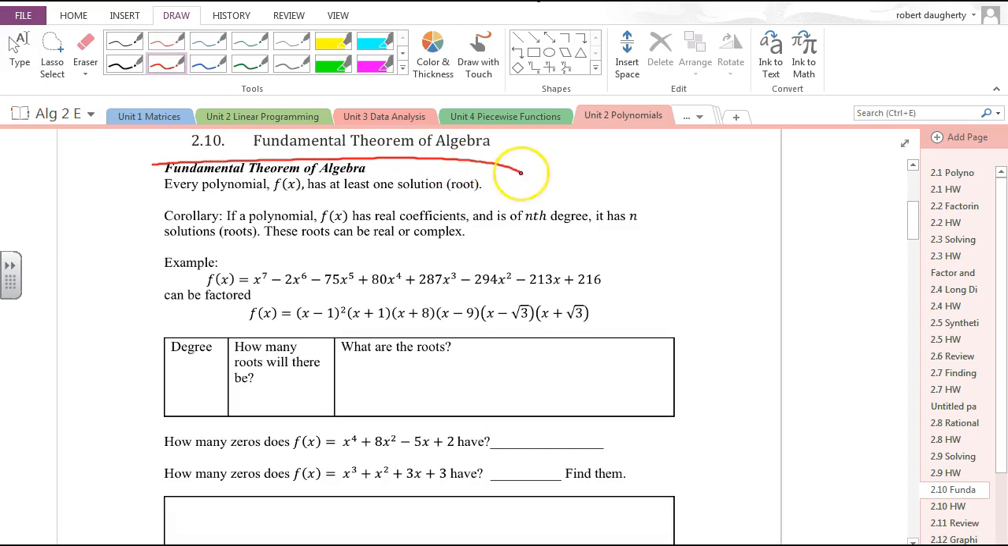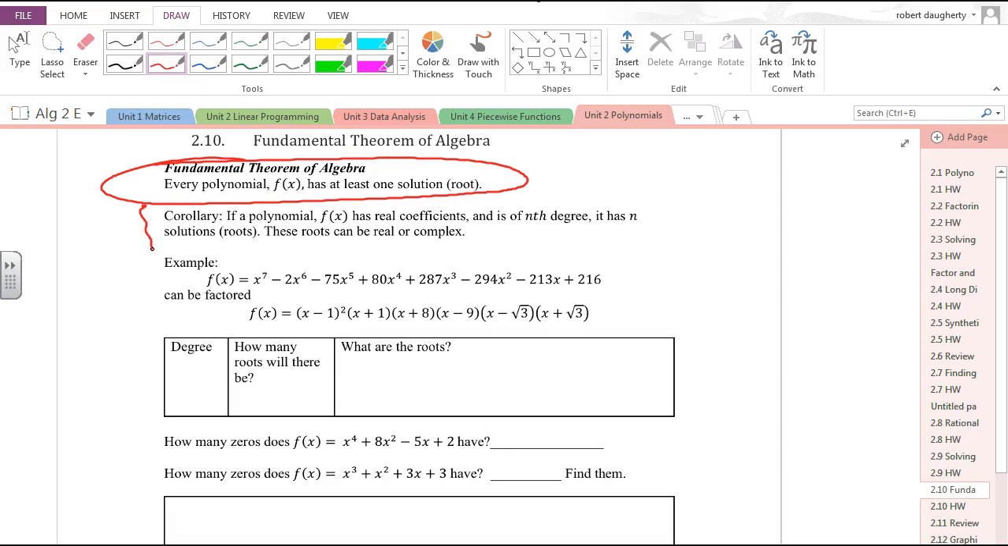If you were waiting to get your first mathematical tattoo, this is sort of a letdown. You know, this is not really exciting. So every polynomial f of x has at least one solution. Okay, not too exciting, but the ones that we've been working with, our polynomials have all had real coefficients. So this is more what we've been working with. If a polynomial has real coefficients and is of nth degree, it has n solutions or roots.